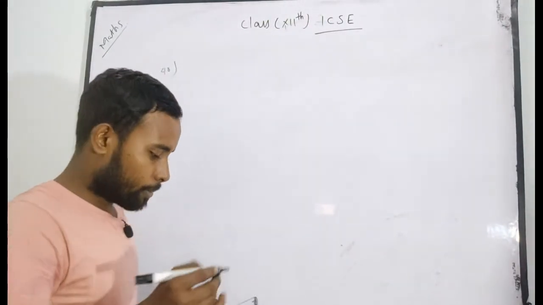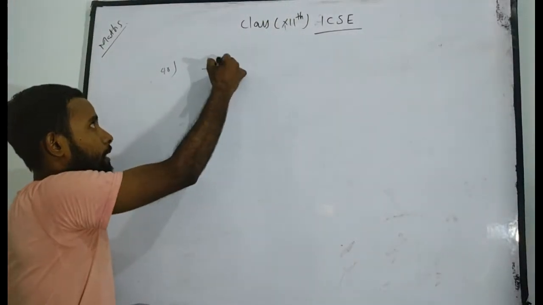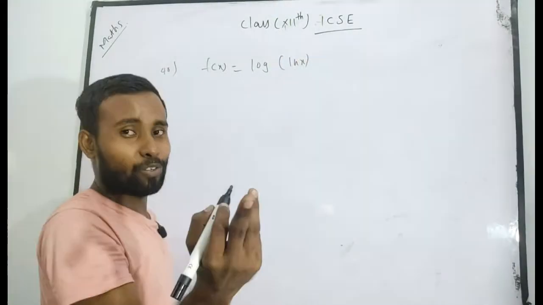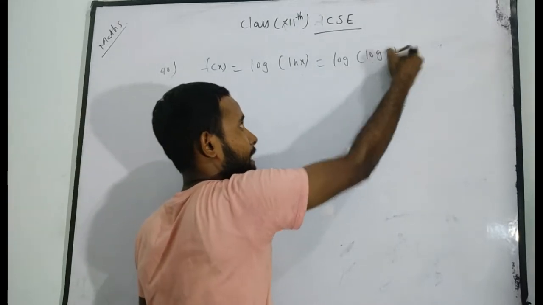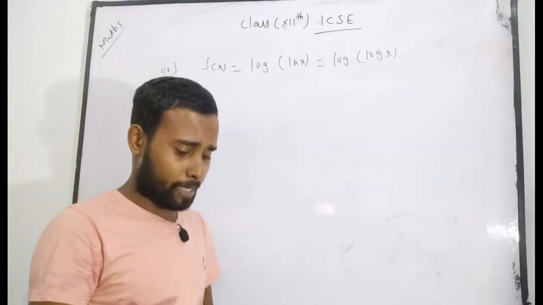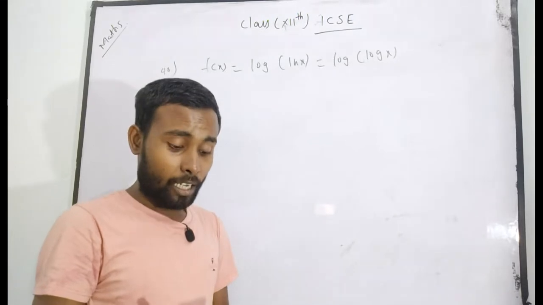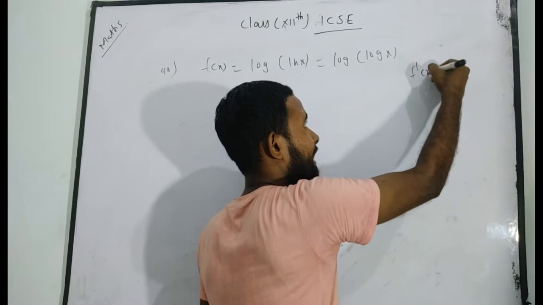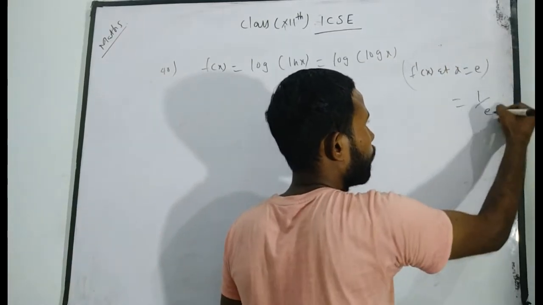Next question will be: f(x) is equal to log x to the base f(x). If f(x) is equal to log ln x, I think I have already told you ln x is equal to, nothing, just log x. Only in base I will always use e, and there is no mention, so I will always use base e. Now you have to find the value of f dash x at x is equal to e. You have to prove the value of f dash x at x is equal to e will be 1 upon e.